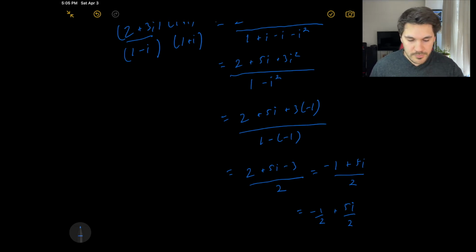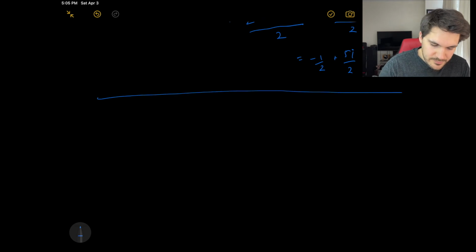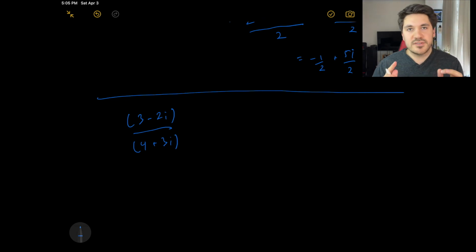Let me do one more, just to make it clear. These were plus and minus. Let's do plus and plus. So let's say instead we've got 3 minus 2i over 4 plus 3i. The question is the same: which of the following is it equivalent to? It's in the form a plus bi.